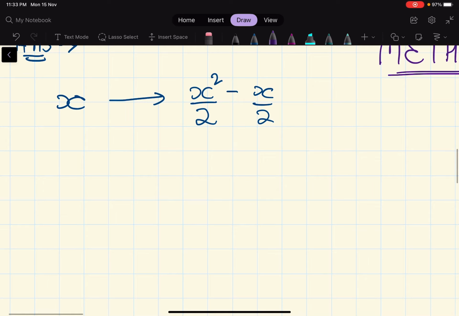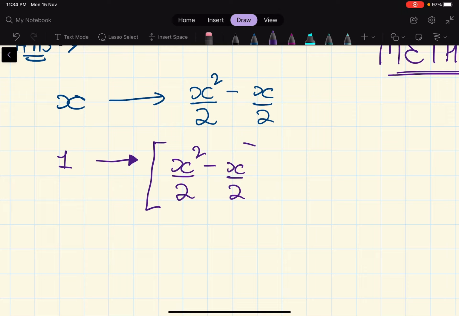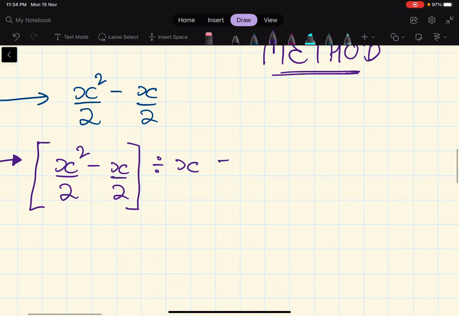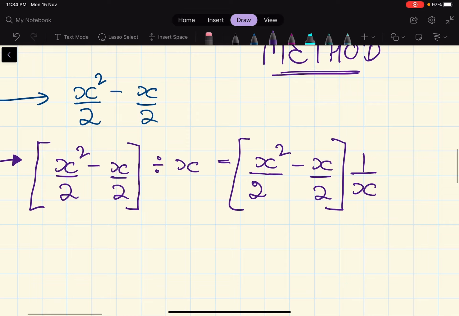So when there is one competitor, the number of games played will be... Now, of course, a game can't be played when there is only one competitor. But for the sake of maths, let's just calculate it. So it's x squared upon 2 minus x upon 2. We divide this whole thing by x. So we get x squared by 2 minus x upon 2, divided by x.